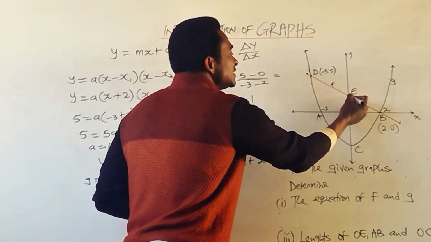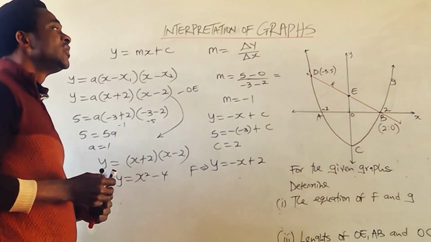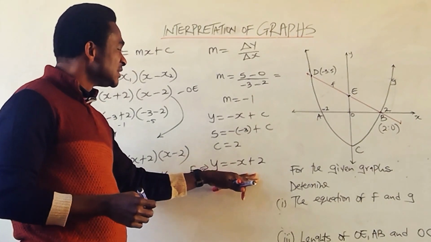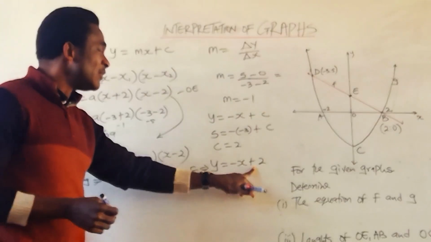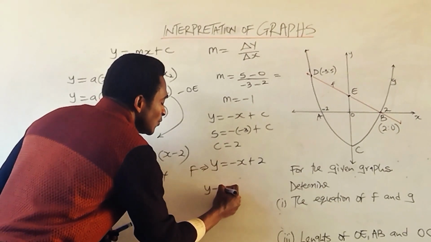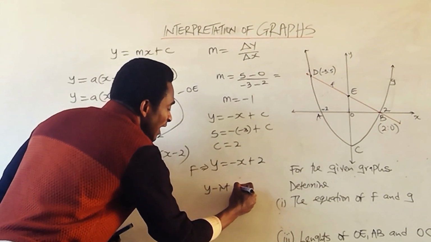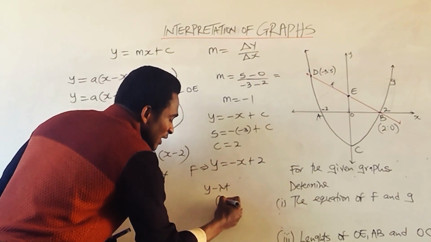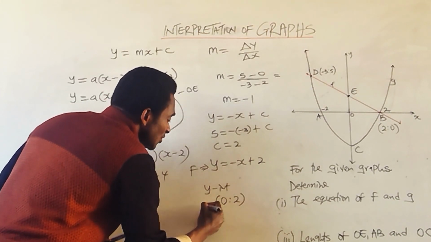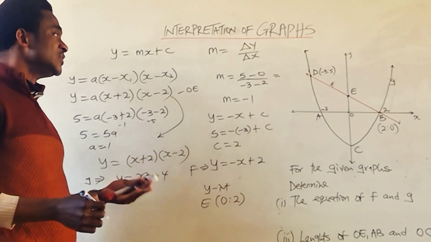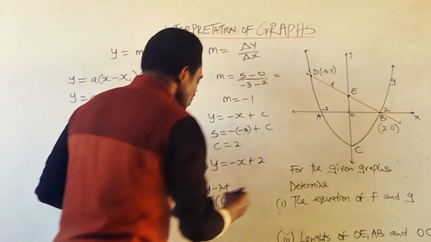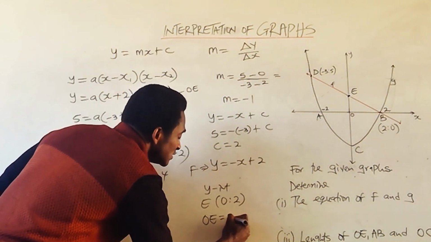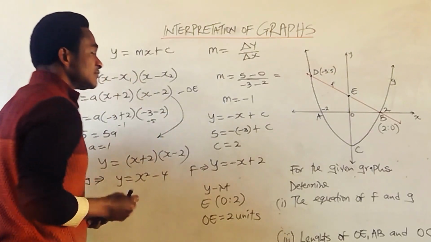Point E here represents the y-intercept of the linear function. If we look at the equation we arrived at, the y-intercept always represents c. So from here, our y-intercept will be at y equals 2. So our y-intercept is 0 and 2. So the coordinates of E is 0 and 2. Then the length from 0 to that is 0 to 2. So our OE will be equal to 2 units.